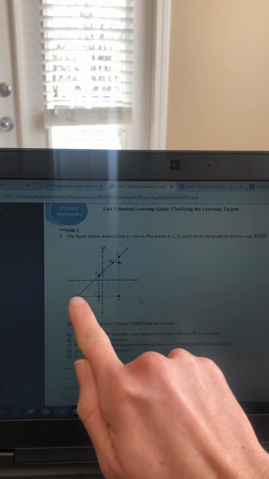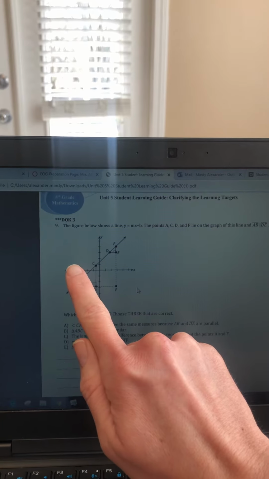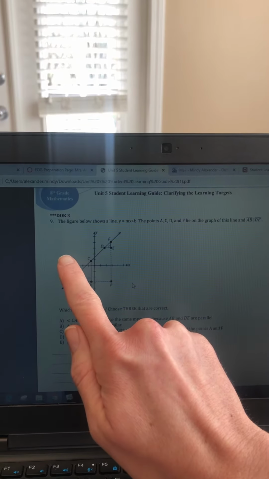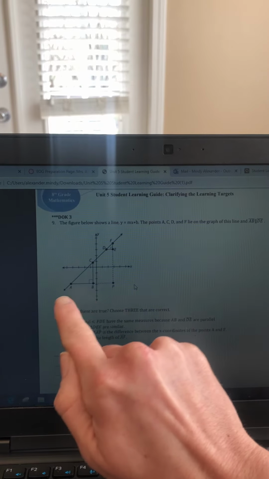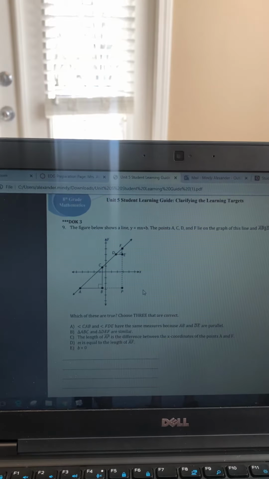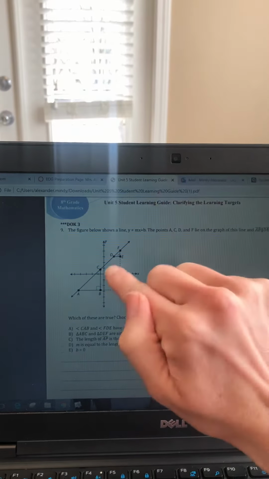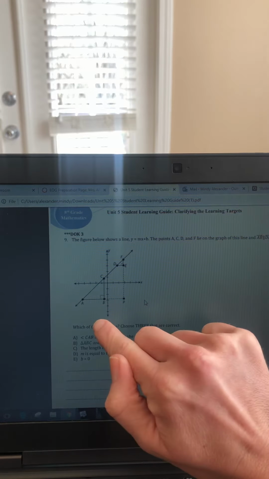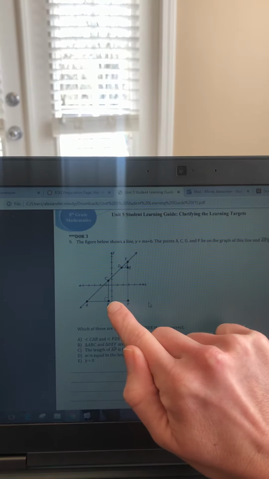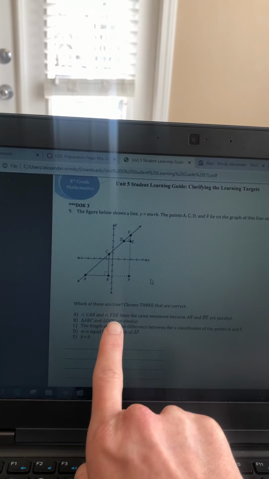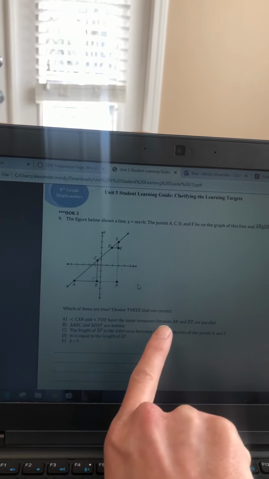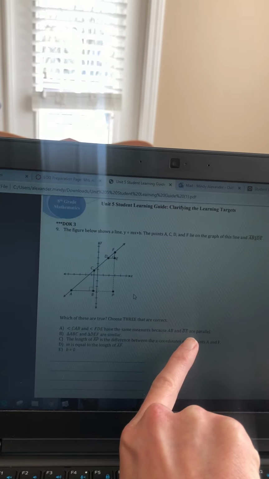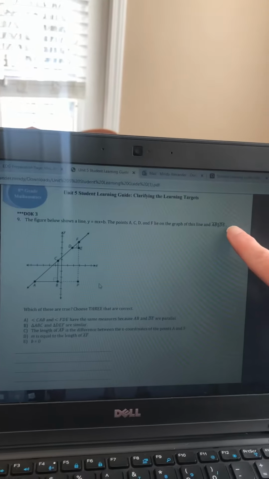So on this one, going from A to C, that's the change in y, and then divided by the change in x, which would be the length of AB there, that, when you divide them, will give you the slope, right? Which means that these two triangles are similar. If we know these are similar, that means they're the same shape but a different size, which means right here in A, it says angles CAB and FDE have the same measures because AB and DE are parallel. So they told us that AB and DE are parallel right here.